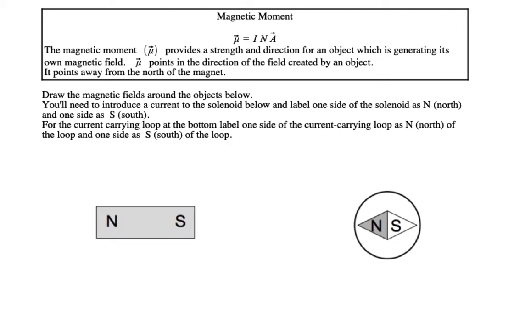All right, so I'm going to start with the simplest case here, a bar magnet. We want to just draw the magnetic field around the thing. So as we saw when we first started magnetism, there's going to be loops of magnetic lines. They point from north to south. That's what we saw in the past.